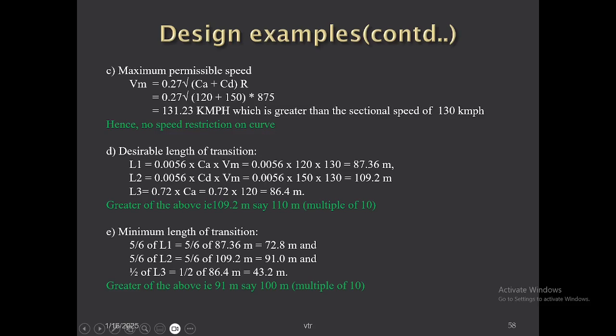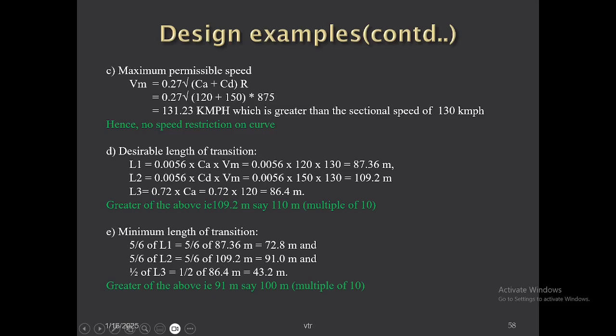And next, the minimum length of transition. We already have the formula. The same thing, 5/6 of L1 normally, that is 60 mm per second for cant and cant deficiency. And there is a 1 in 360 cant gradient, so it's half of L3, because it is 720 gradient versus 360 gradient, that is half. So using this relation we can get it.